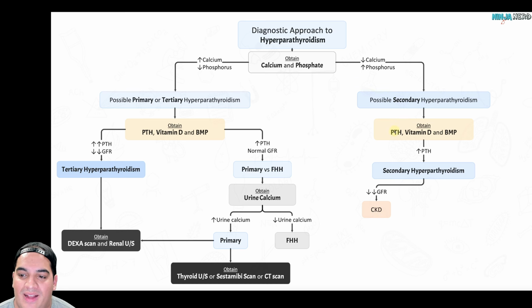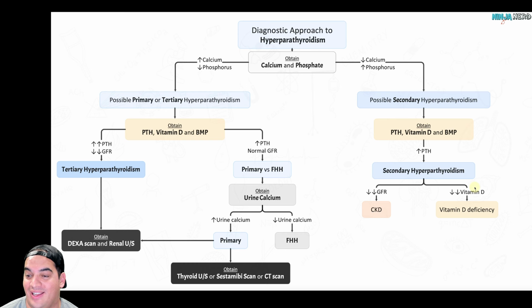The other thing is if I check the PTH and the calcium's low, and I check the vitamin D level and the GFR is normal, so they have a normal GFR and a low vitamin D, that's vitamin D deficiency. You have to remember that because patients with CKD can also have low vitamin D, low active vitamin D. So it's really important to understand, do they have a low GFR? Because if it's a low GFR, it's likely CKD. If it's a normal GFR in combination with a low vitamin D, then it's likely vitamin D deficiency.